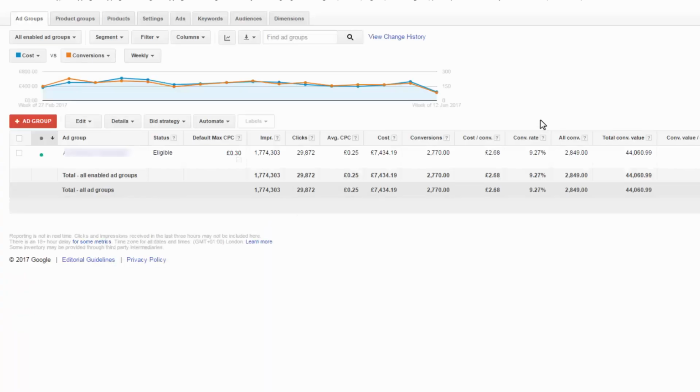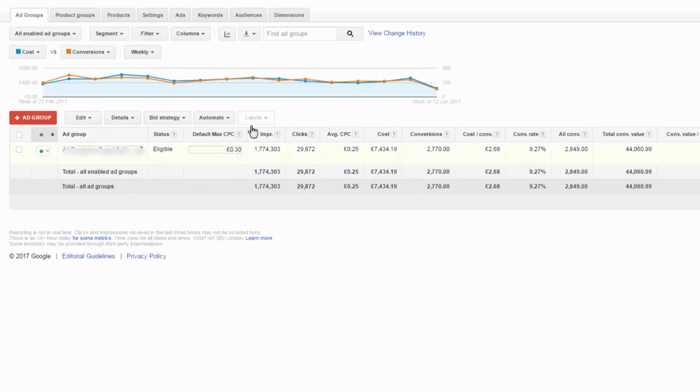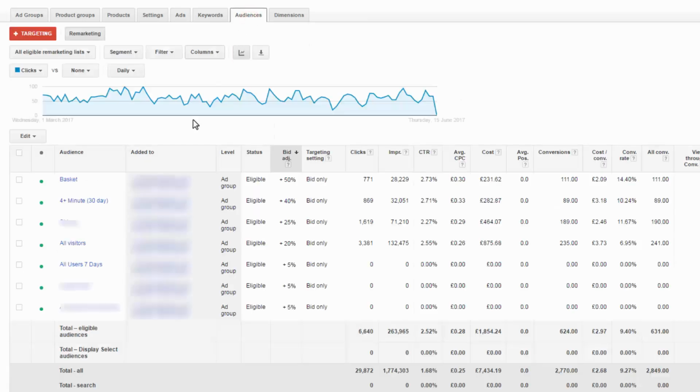Okie dokie. So for this example, I'm using Google Shopping here, but it doesn't actually matter. I am sat in a campaign, and this is the one ad group in this particular campaign. And what we do, we go to audiences at the top, the audience tab. Now the audiences are already here because this is an active account.